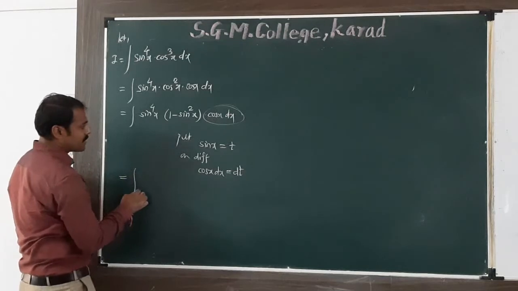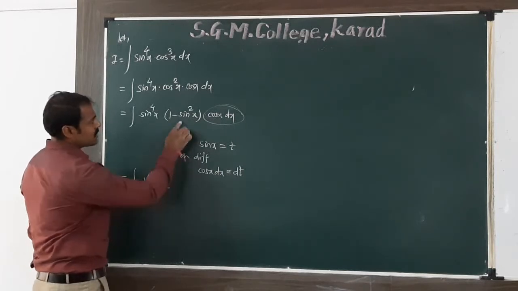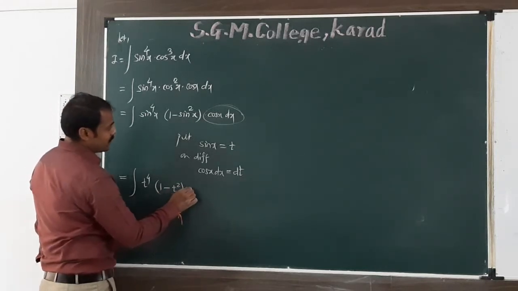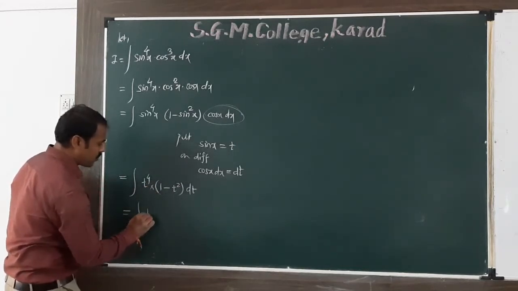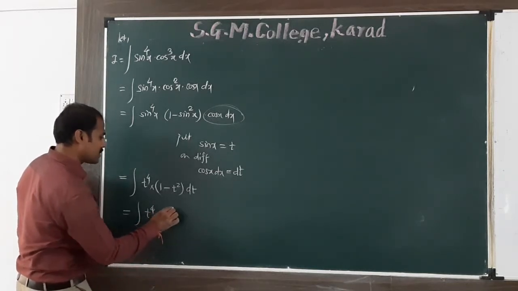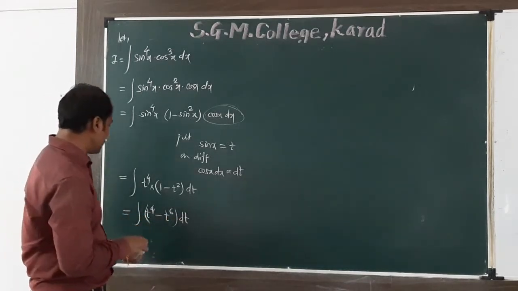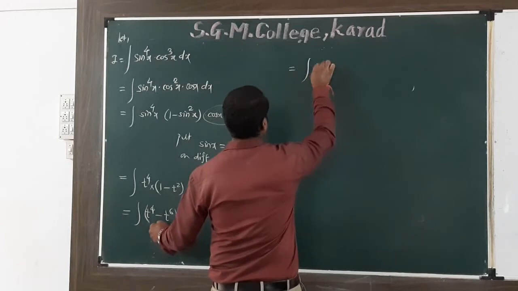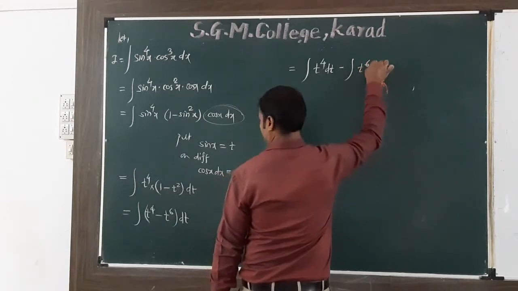So integration becomes I is equal to, instead of sin x I can write t, so it's t raised to 4 into 1 minus t square, and cos x dx is nothing but dt, which is equal to 1 multiplying by t raised to 4, t raised to 4 into 1, t raised to 4, minus t raised to 4 into t raised to 2, minus t raised to 6 dt. Inside the integration there is subtraction, so we separate the integration symbol. Integration of t raised to 4 dt minus integration of t raised to 6 dt.